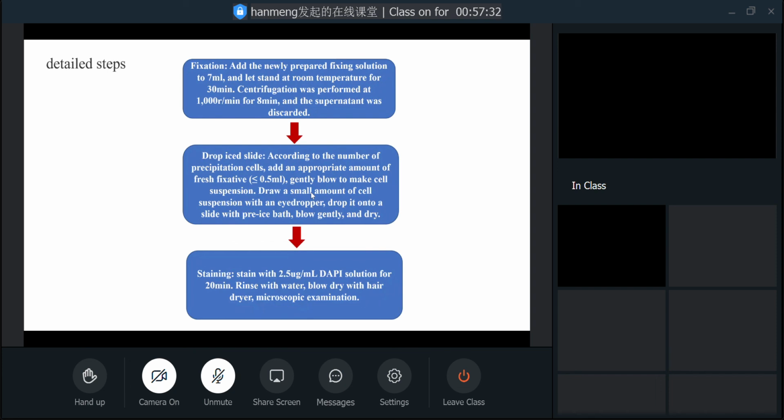So from the detailed steps, you can see here we will spend about 10 minutes. Then here is about half an hour. Then here is about 10 minutes. Then here about 40 minutes. Then here with the drop slide and the drying procedure, about 40 minutes. So this experiment will last about 3 hours.